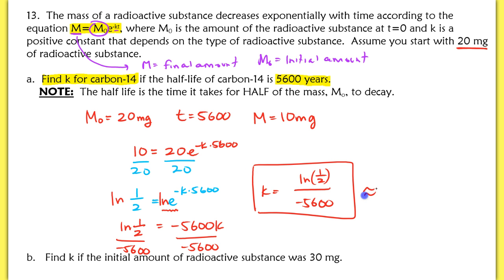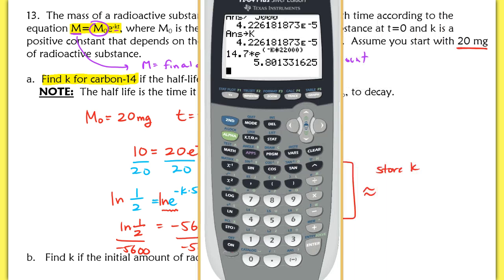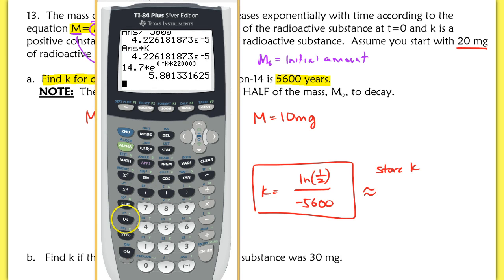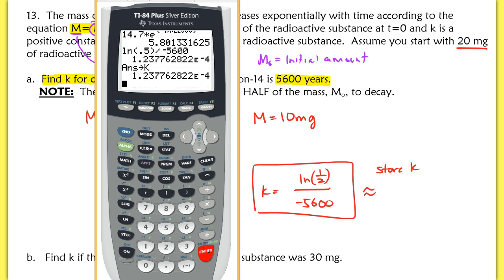And now we're going to show what we stored k as. So we're going to use our calculator one more time. Okay, so we've got the natural log of 1/2, so you can put 0.5 if you want here, divided by negative 5,600. So I'm going to store k again. Remember, I hit store and then alpha k. And now I have that stored in my k value for my calculator. Okay, so I'm going to write this down, and I think it asks you to round to the third decimal spot, so this would be 1.238 times 10 to the negative fourth.